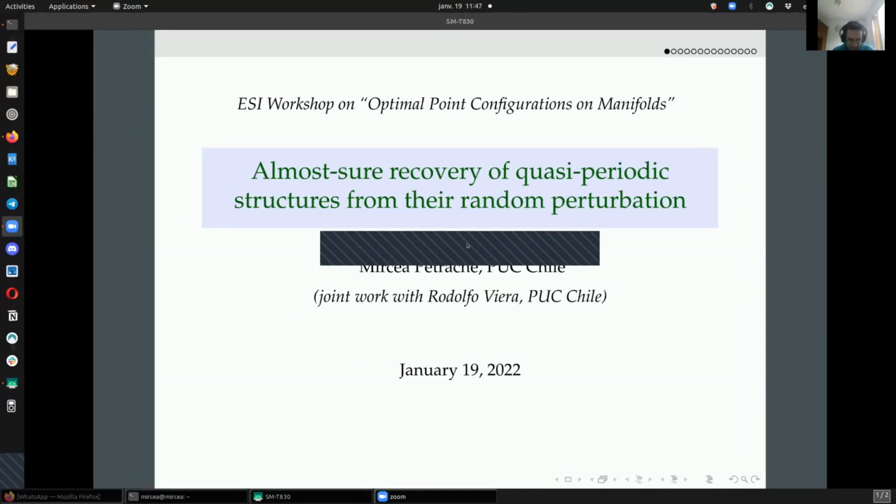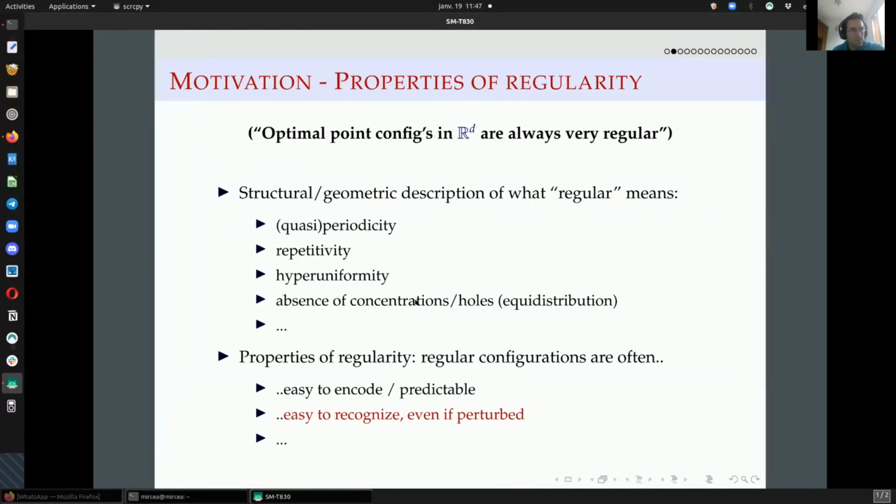So basically, as the people who know me know, I have worked with energy minimizing configurations and so on. I just want to let you know a little bit about my motivation. It started from this observation that all configurations in homogeneous spaces like R^d especially are always very regular, yeah?